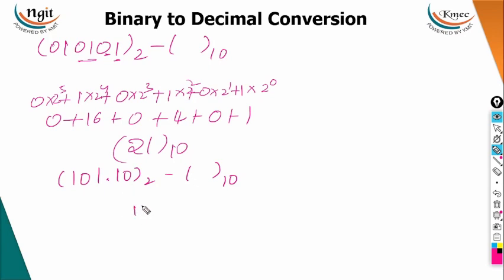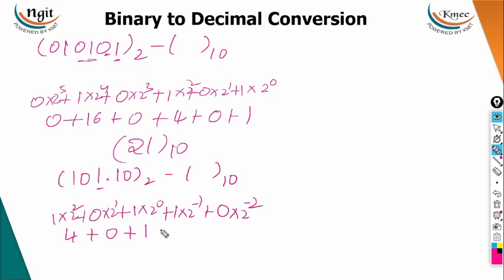So now it is 1 into 2 power 0 for this bit. Next 0 into 2 power 1, plus 1 into 2 power 2. After the point, 1 into 2 power minus 1, plus 0 into 2 power minus 2. So this value is going to be 4 plus 0 plus 1 plus 1 by 2 is 0.5. So my value is going to be 4 plus 1 is 5, 5 plus 0.5 is 5.5 as my decimal equivalent.